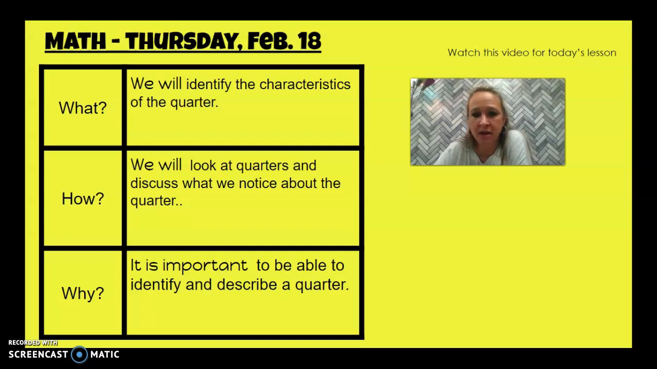Today in math we are going to identify the characteristics of the quarter. This little guy right here. Yep, that's a quarter. No, it's not as big as my head. It just looks that way. We will look at quarters and discuss what we notice about the quarter. It is important to be able to identify and describe a quarter.